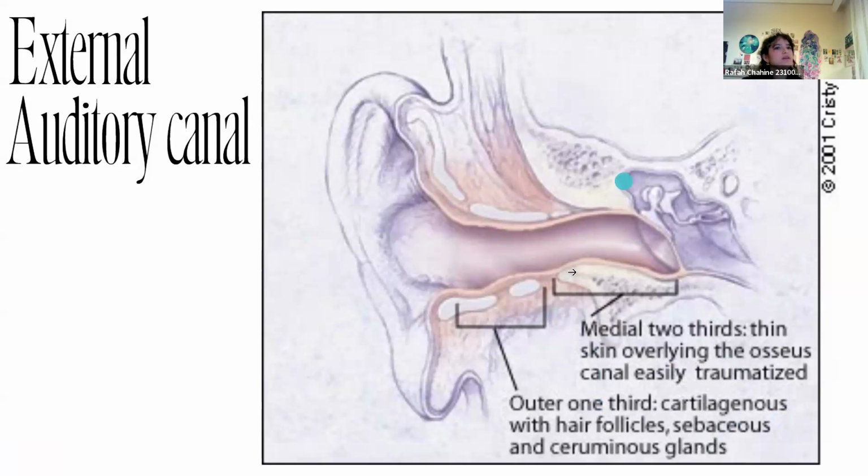Who doesn't love earwax? But the medial 2/3 of the external auditory canal are actually bony or osseous. What this means is that around the medial 2/3, we have bones like the temporal part of the skull, the mastoid bone, etc. So take away from this: outer 1/3, that's cartilage. Medial 2/3, that's thin bone overlying the osseous canal, easily traumatized. So bone, okay? And the outer 1/3 contains the hair follicles, sebaceous, and the ceruminous glands.